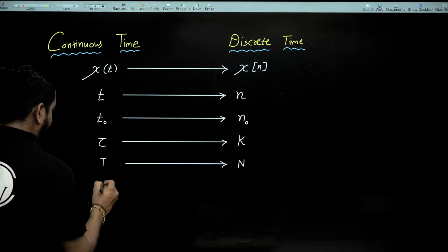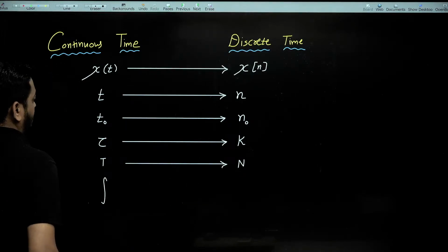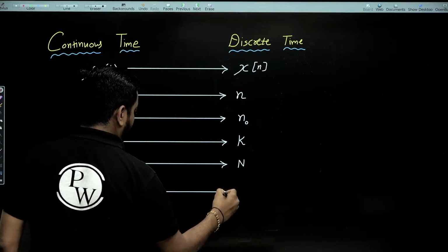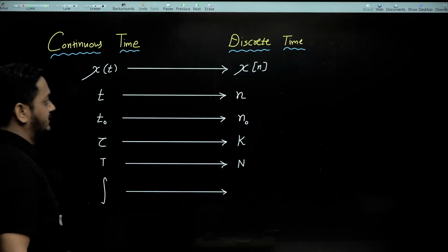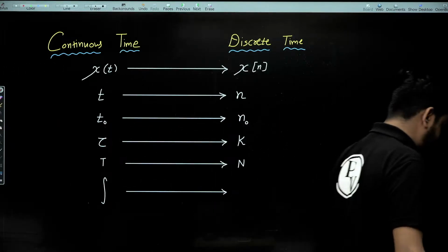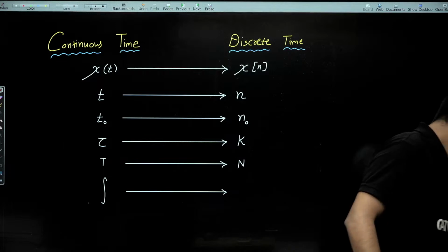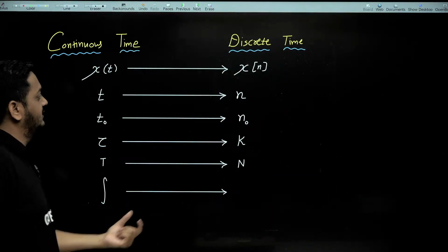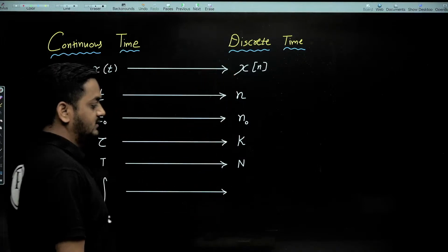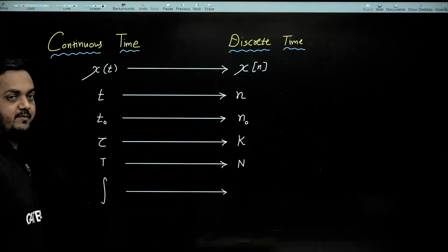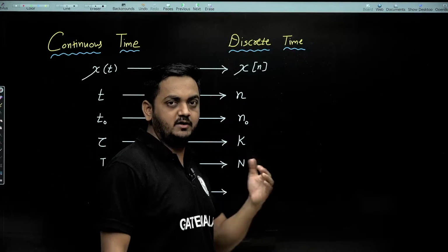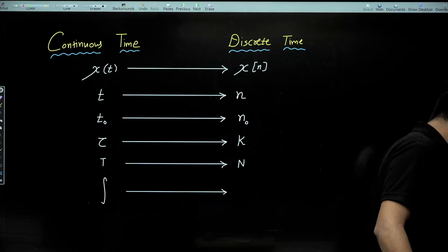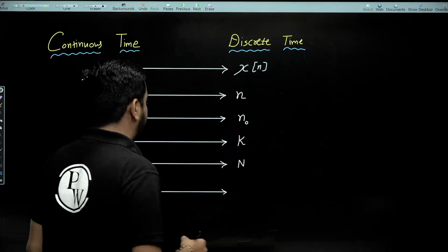In continuous time we are doing integration of x of t, whereas in discrete time, what should it be? Tell me, guys. In continuous time, if it is integration, then in discrete time, what do you have to do? In continuous time we do integration of x of t, here in discrete time only discrete samples. Yes, very good, guys. Summation.